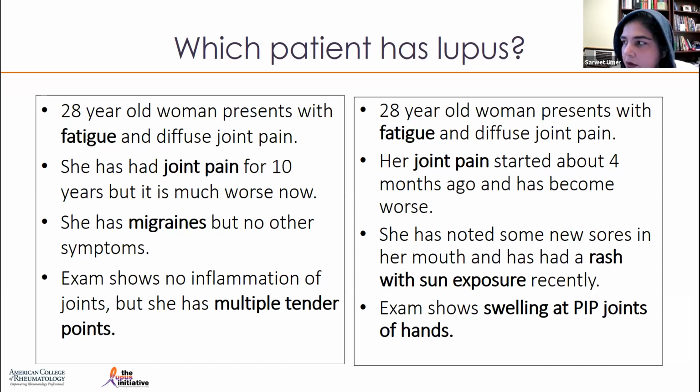Case 2 is a 28-year-old female who presents with fatigue and diffuse joint pain. Her joint pain started about 4 months ago and has become worse. She has noted some new sores in her mouth and has had a rash with sun exposure recently. Exam shows swelling at the PIP joints of the hands. Which one has lupus? Case 1, case 2.